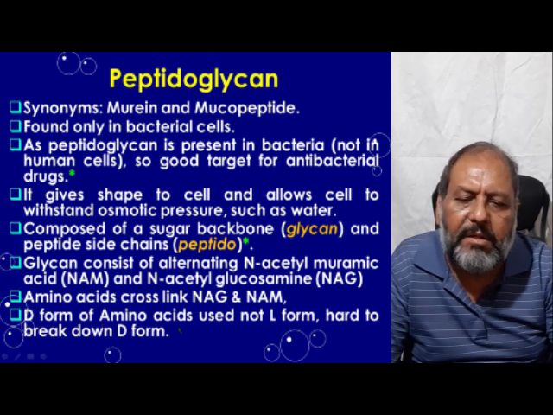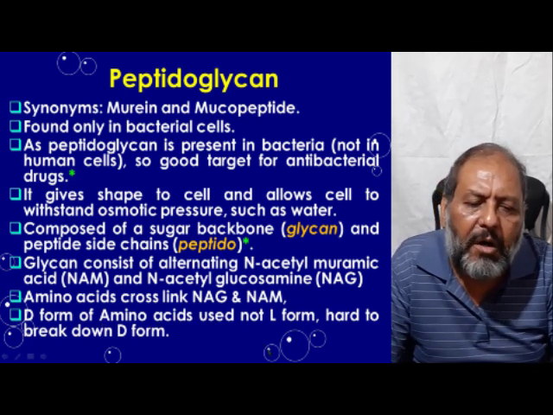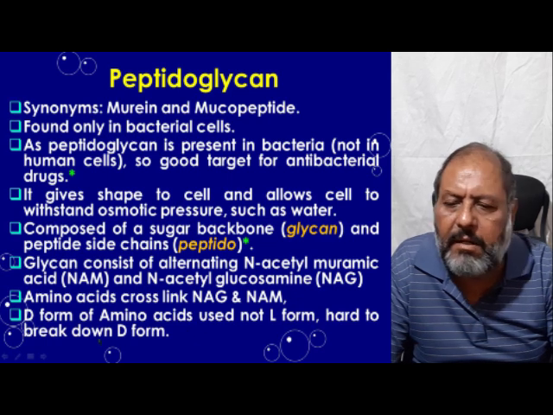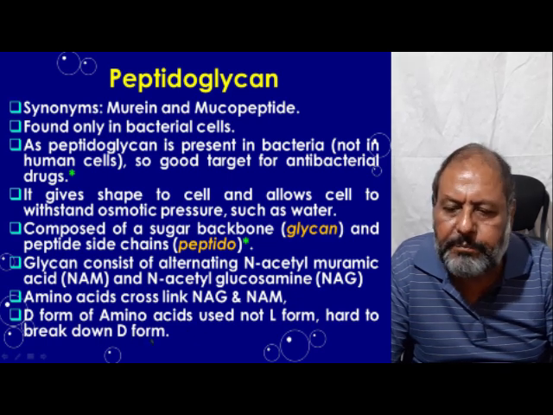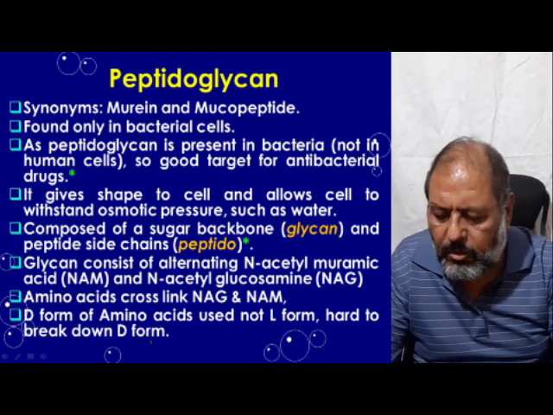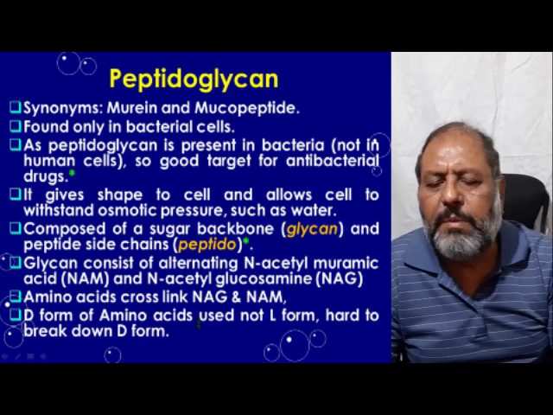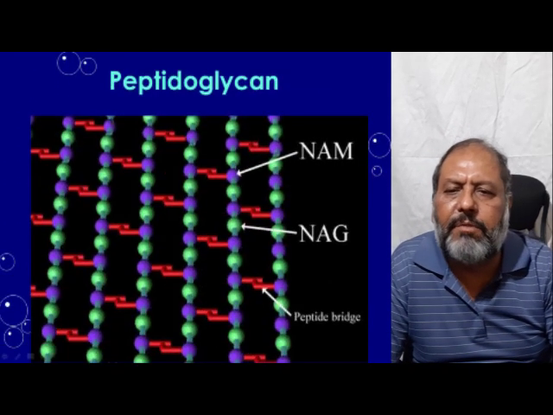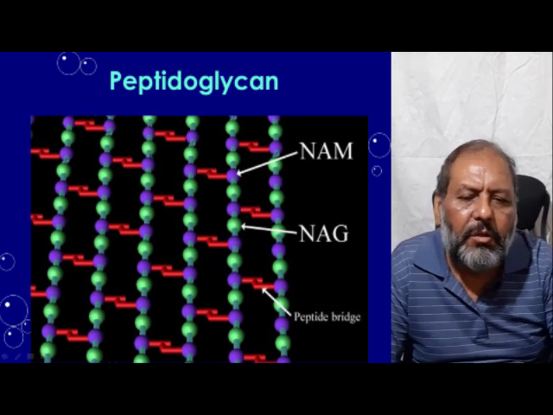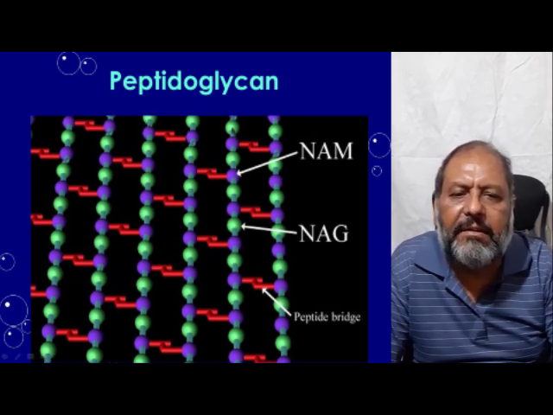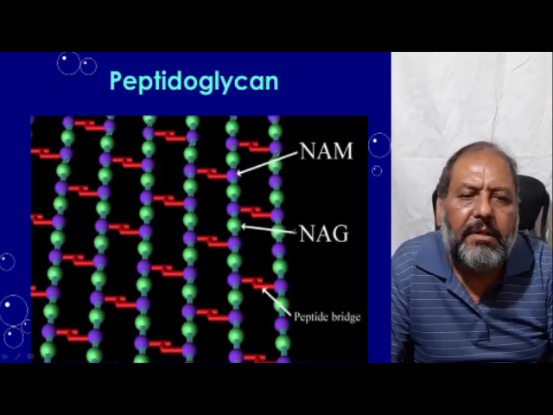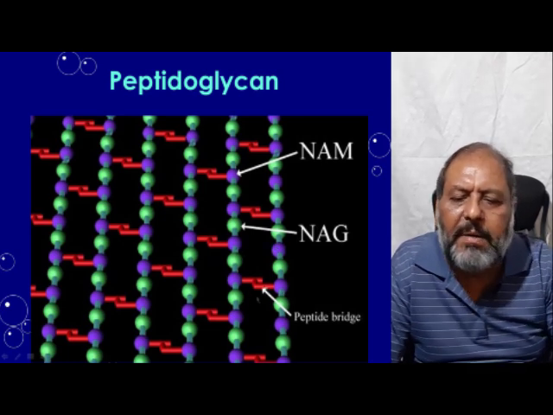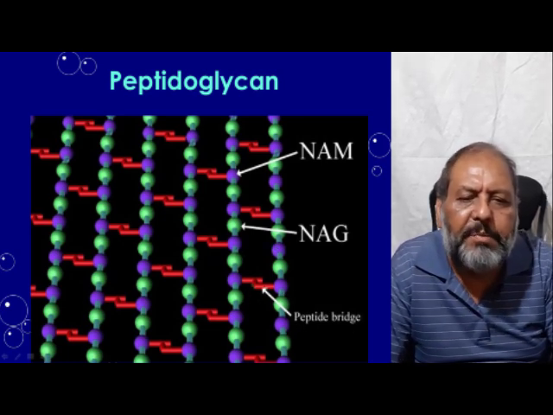The D form of the amino acids is used, not the L form, because the D form of amino acids is hard to break down. So these are being used by the bacteria. Here one can see the main structure of the peptidoglycan. The glycan is made of alternate NAM and NAG, and that is cross-linked by the peptide bridges.